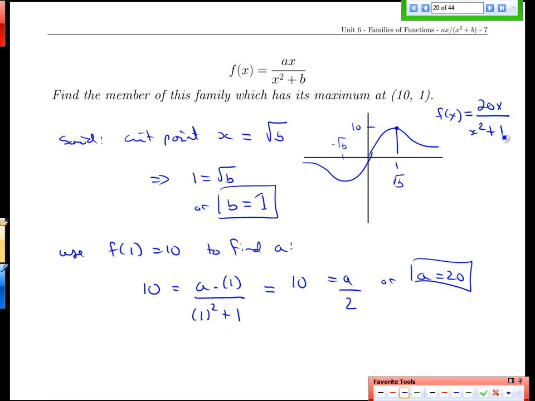So we note that it's a fair amount of work to analyze a family of functions like this, but once we've done the analysis and we want to find members of the family that have particular characteristics, and this is very common, find the best fit line, it's very straightforward to do so once we have these relationships between the family members identified.